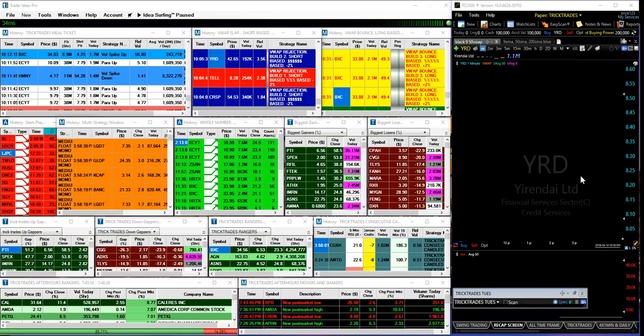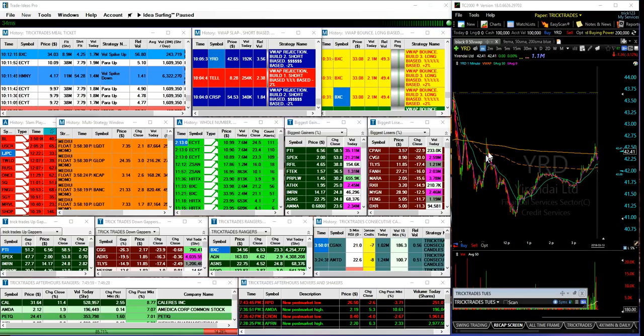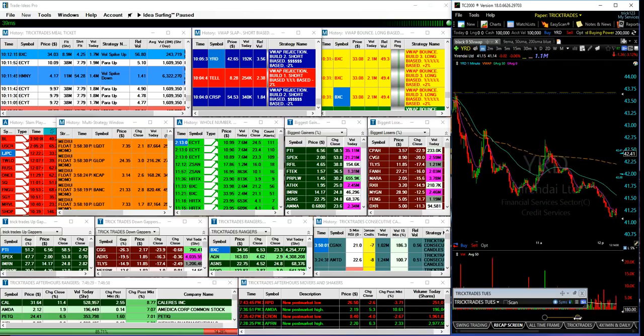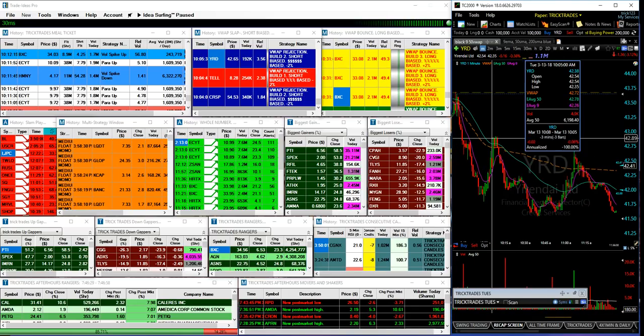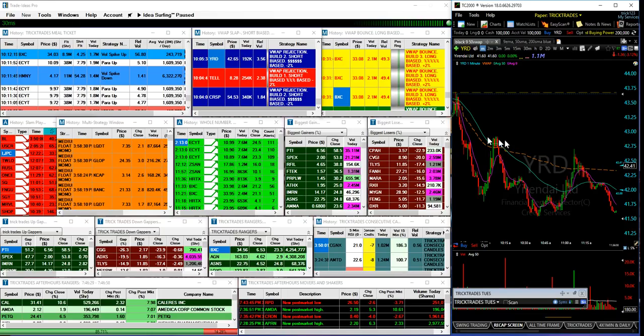That's it. YRD. YRD popped up into the VWAP here. I'll get zoomed in so you can see. You can see the alert going off at 10:05. Perfect. Puts in a top right at the VWAP, and you could have ridden it down. This is the type of trade that we take at Trick Trades each and every day, guys, and they're nothing special.